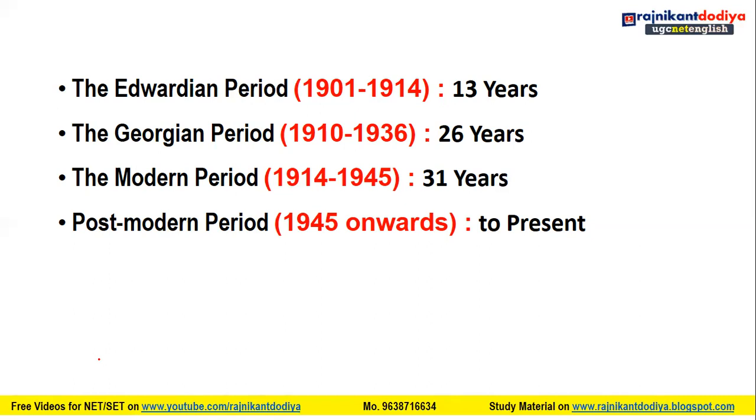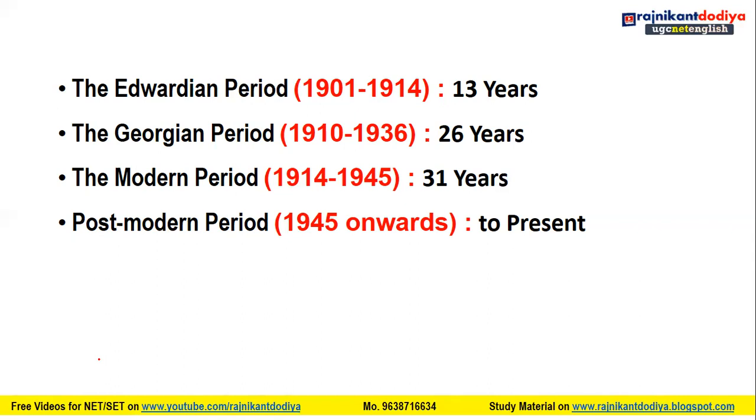Then the Georgian period is there. It covered 26 years. It marked the age of George V, who ruled during this age. The poetry of Brooke, Walter de la Mare, Davies, and John Masefield is considered Georgian poetry, because their poetry was based on the events of the Georgian period. That's why their poetry is also known as Georgian poetry. Some of the war poets were also there.